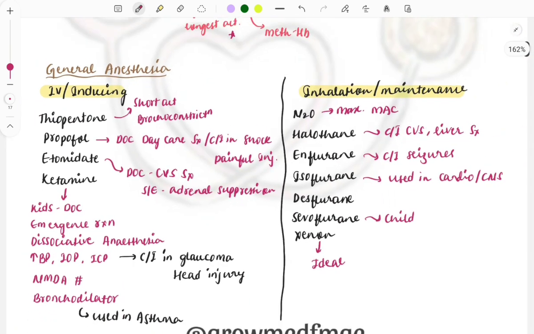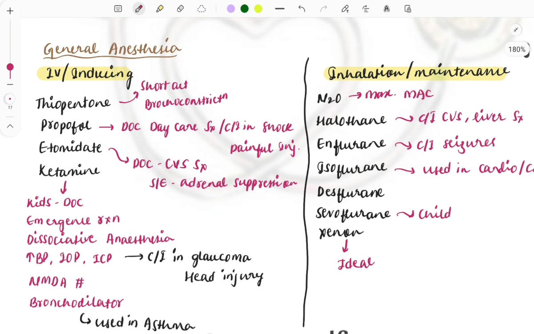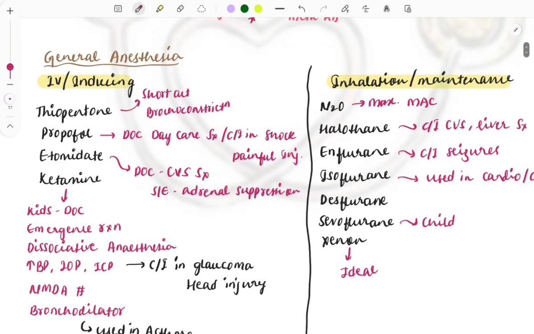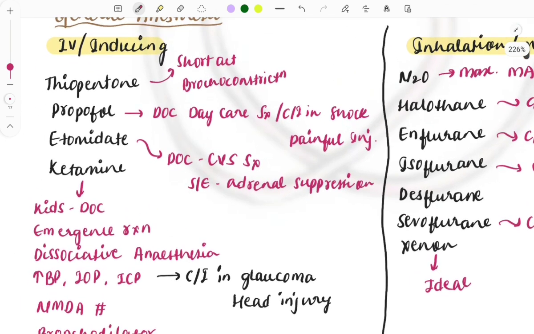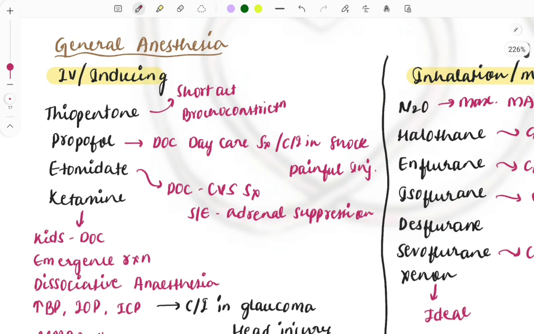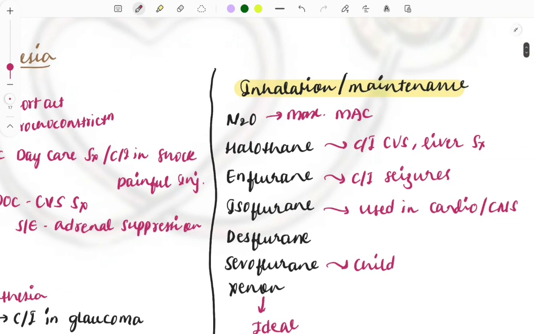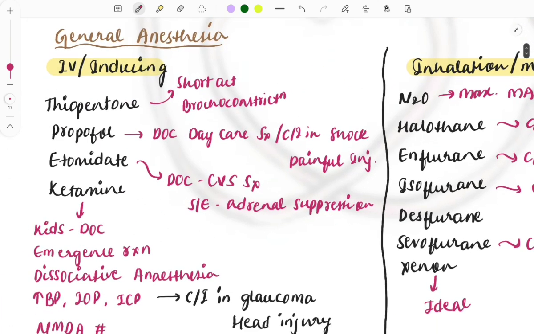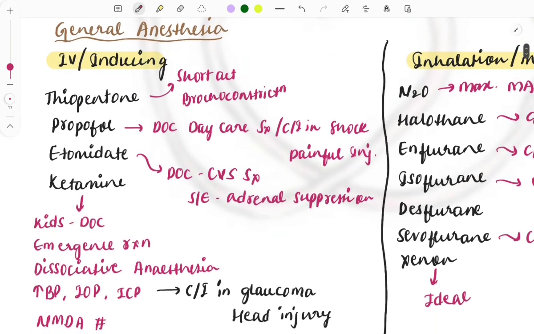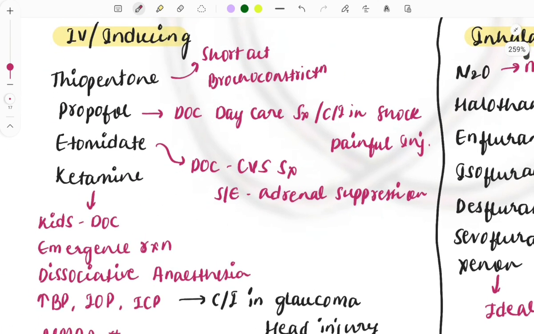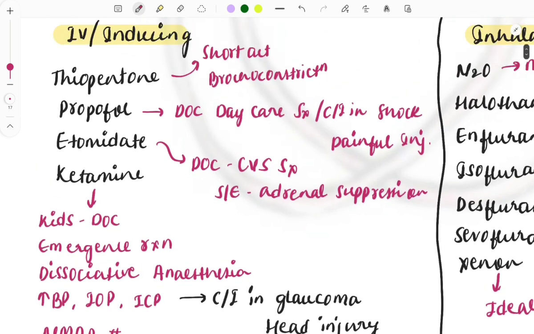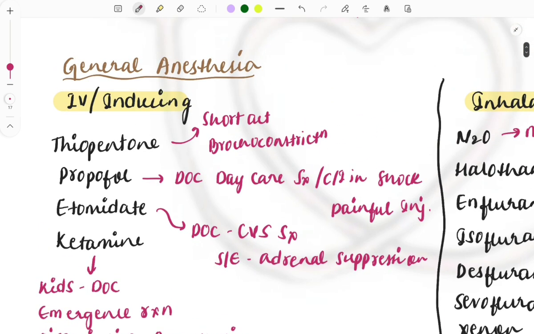Then moving on to general anesthesia. General anesthesia is also classified into two categories: IV, which are also called the inducing agents. Inducing means we will be using these to induce the anesthesia, and for the maintenance we will be mainly using the inhalational method. The drugs which are used for induction are thiopentone, propofol, etomidate, and ketamine. These are the various drugs related to this, and you need to remember them.